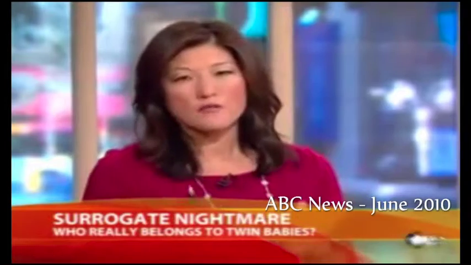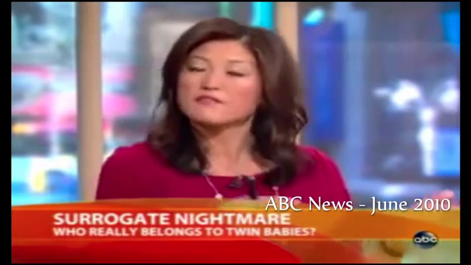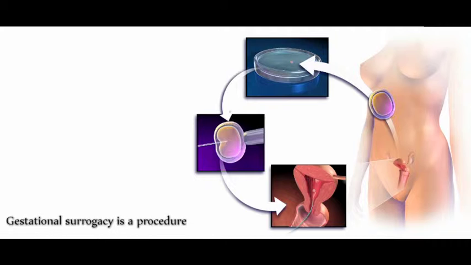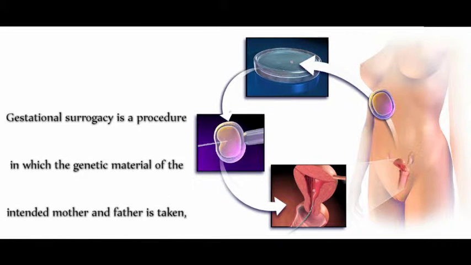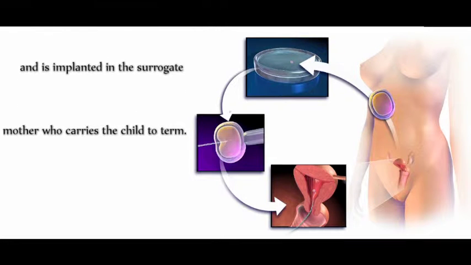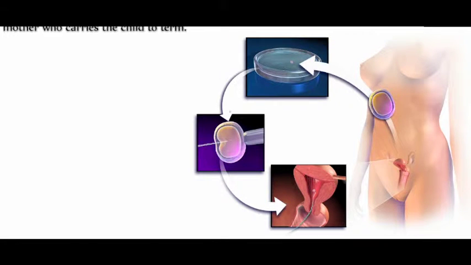At the very heart of what it means to be a mother. Is it defined by a genetic link, or is it the act of actually giving birth? So then, what does surrogacy mean? Gestational surrogacy is a procedure in which the genetic material of the intended mother and father is taken and implanted in the surrogate mother, who carries the child to term.